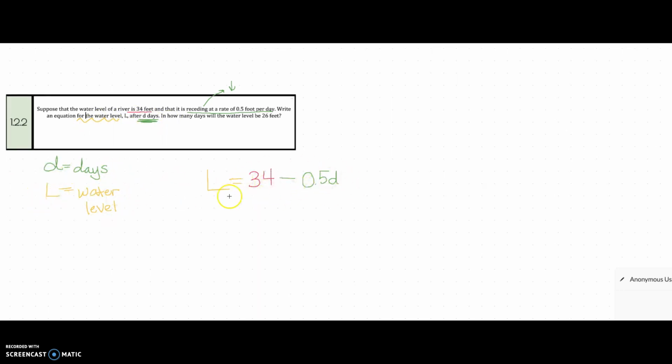Once I write the equation for this part, I'm actually done. So this is my final equation. I just want to do one quick pass over it, make sure it makes sense. So this says the water level L is 34 feet, which is what it started at, minus 0.5 feet per day. And that makes sense because we started at 34 feet and then it's receding at half foot per day. So we're good.